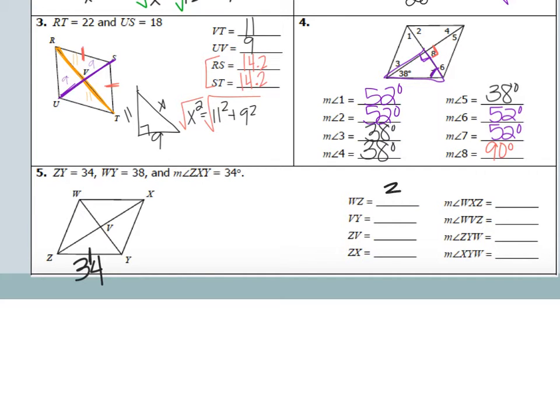Okay, whatever. It's 34. VY, I don't know that yet. ZX, don't know that one yet either. Okay. And then I also know that ZY is 38, which means half of 38 is 19.